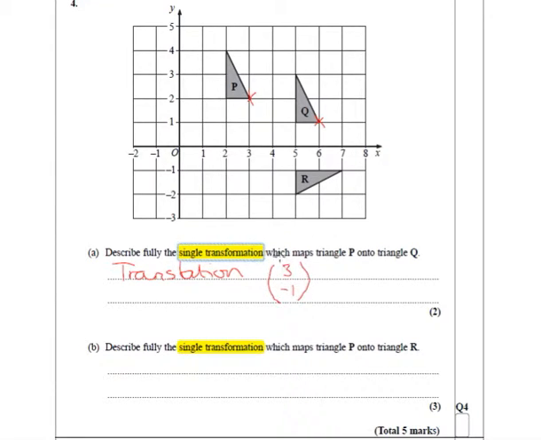Top number is always left and right, with right being positive, left being negative. Think of the axes, you've got positive numbers to the right, negative numbers to the left. The bottom number is up and down. Up is the positive numbers, down is the negative numbers, which is why it's 3 and minus 1.